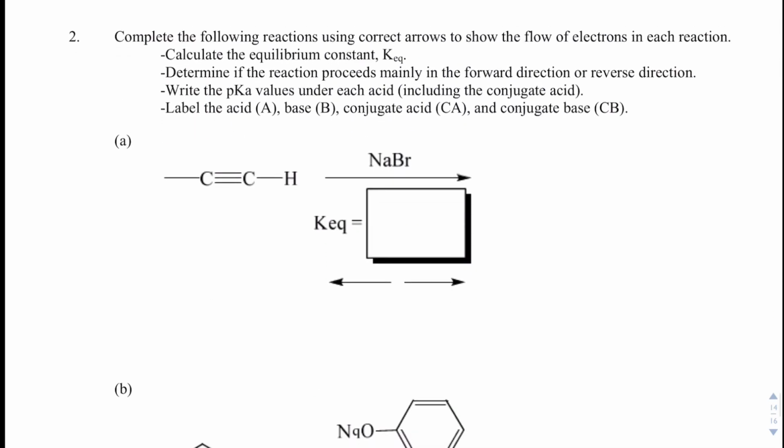Okay, now these questions, you may need to take a break before you get to these. These are some tough questions. We want to calculate the equilibrium constant, K. We want to determine if the reaction proceeds in the forward or reverse direction, so we'll circle the direction the reaction mainly goes in. And we want to have correct arrows. We'll label things as acid, base, conjugate base.